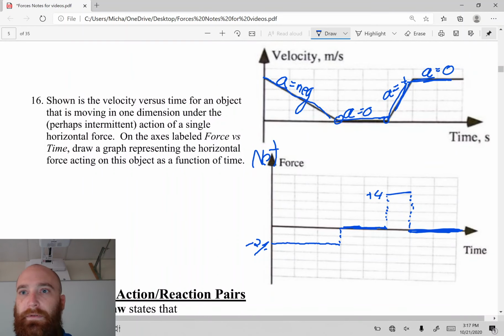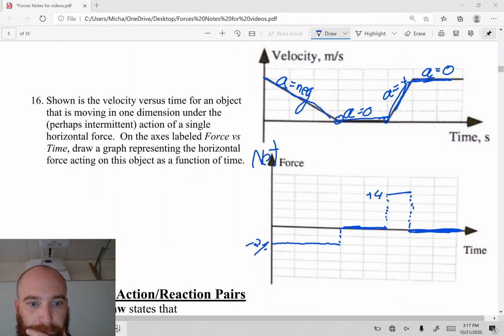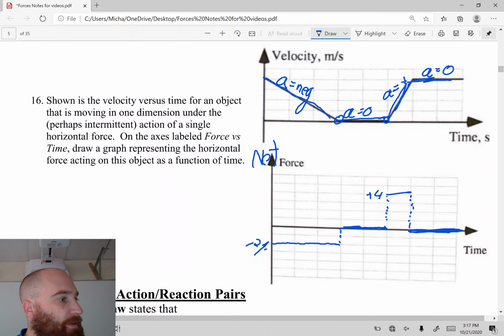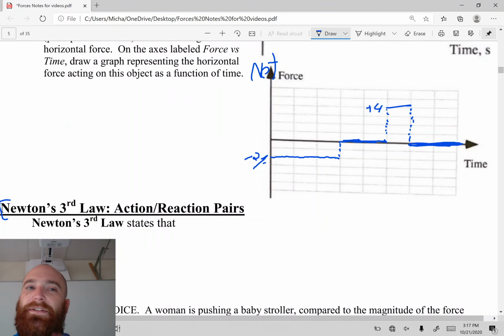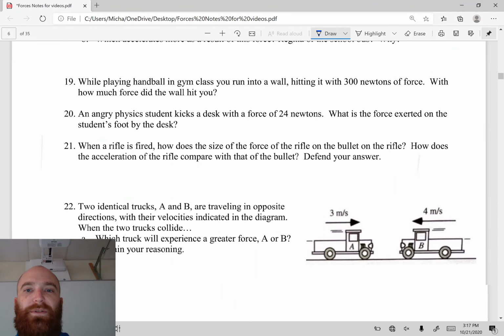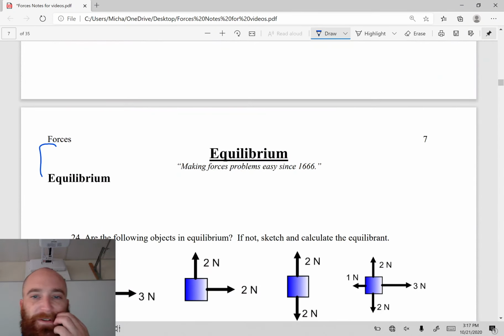Next up, Newton's third law. We'll do some equilibrium. Oh, let's do equilibrium first, because it's related. Okay, we're going to jump to equilibrium, and then we're going to do Newton's third law, because equilibrium is very closely related to the idea that we just discussed. So, I know I'm a little out of order, and I apologize. We're going to jump down to page 7, equilibrium.